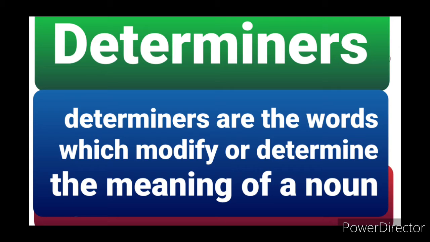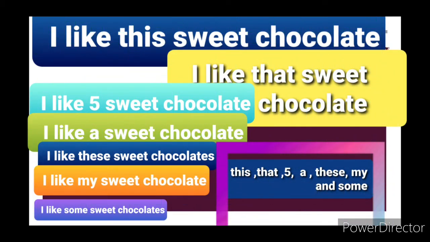Let us understand this definition through some examples. First example is I like this sweet chocolate. Second example, I like that sweet chocolate. Third example, I like 5 sweet chocolates. Fourth example, I like the sweet chocolate. Sixth example, I like these sweet chocolates. Seventh example, I like my sweet chocolate. And eighth example is I like some sweet chocolates.